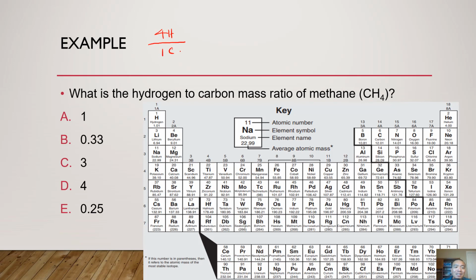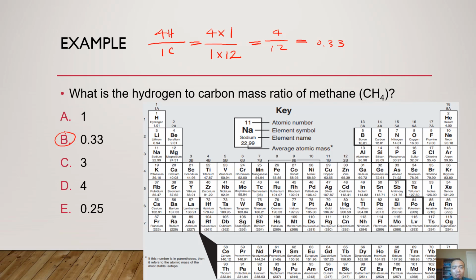What is the mass for 1 hydrogen? 1 hydrogen has the atomic mass of 1. For 1 carbon, you have 1 carbon, but each carbon weighs 12 atomic mass units. So when you do this, that's 4 over 12, which gives you 1 over 3 or 0.33. That's the mass ratio. So when you read the question, it might look very straightforward, but please read it very carefully and figure out what is being asked so you don't make a simple mistake.